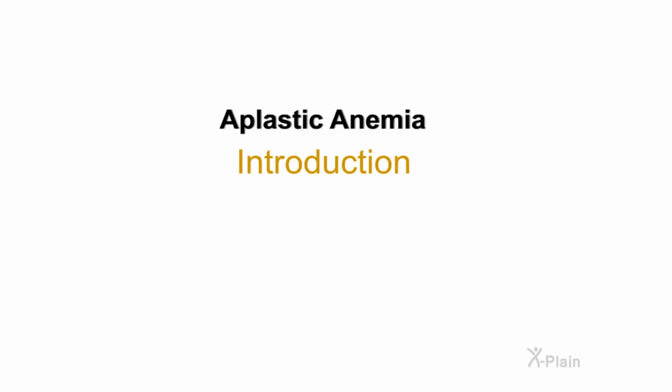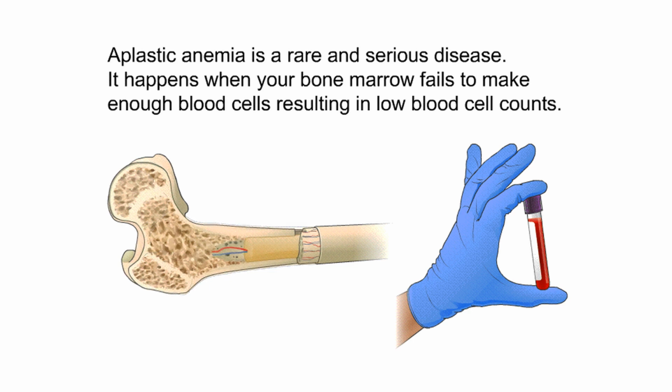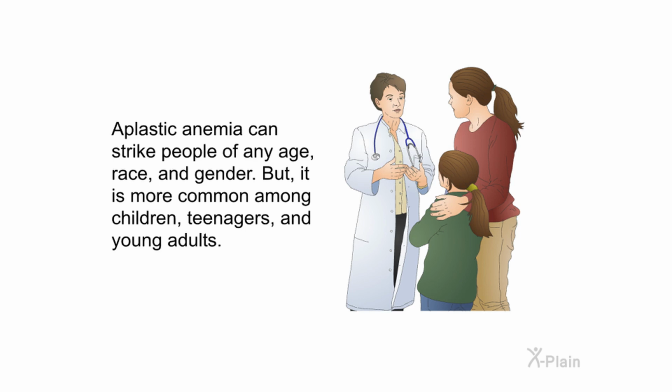Aplastic anemia. Introduction. Aplastic anemia is a rare and serious disease. It happens when your bone marrow fails to make enough blood cells, resulting in low blood cell counts. Aplastic anemia can strike people of any age, race, and gender, but it is more common among children, teenagers, and young adults.